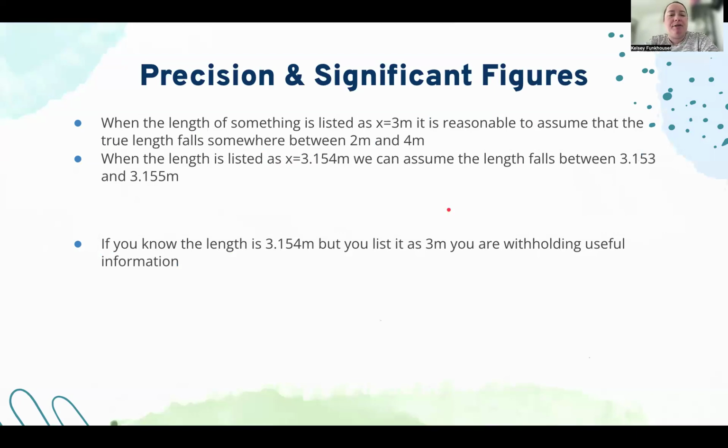So let's talk about precision and significant figures. When the length of something is listed as 3 meters, it's reasonable to assume that the true length falls somewhere between 2 and 4 meters. If instead the length was given as 3.154 meters, we could assume that the true length or the true value falls between 3.153 and 3.155 meters. If we know that the length is 3.154 meters, but we list it as 3 meters, we're withholding useful information, and we don't want to do that.